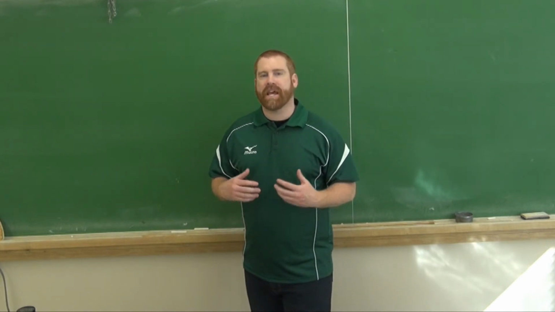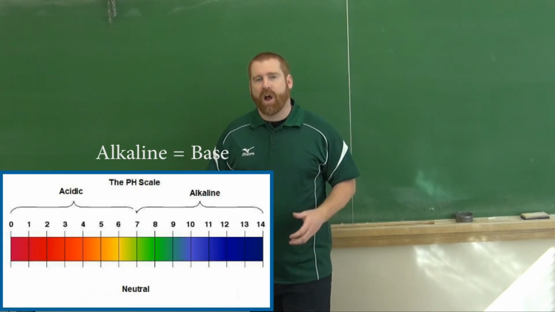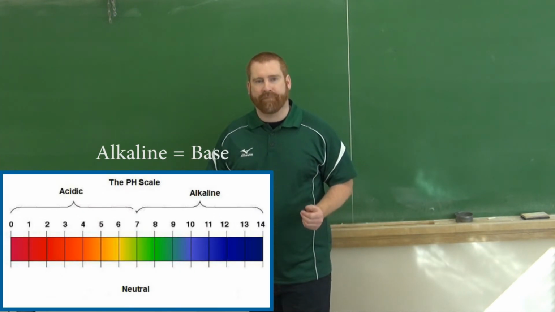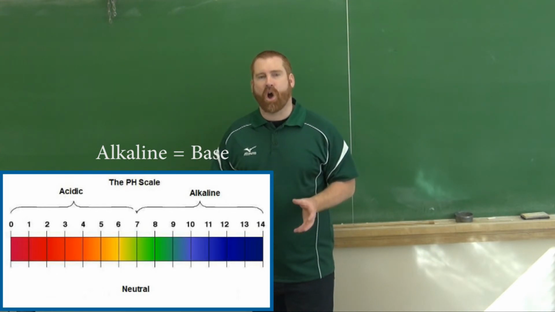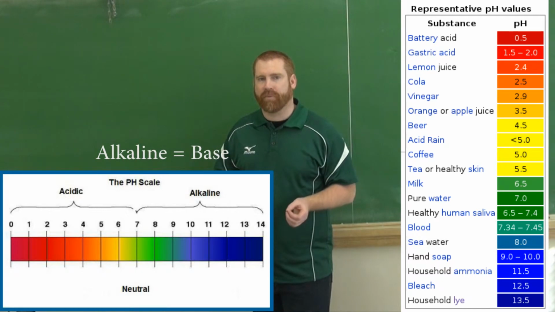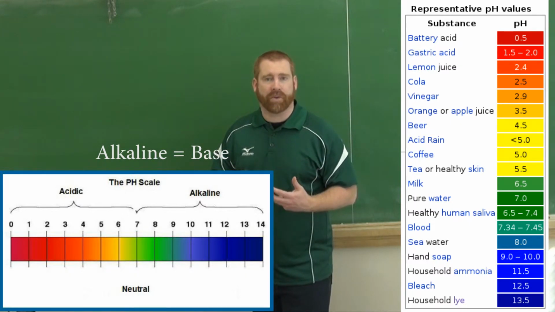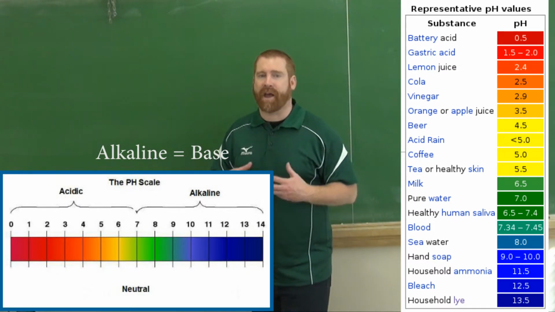What we use is the pH scale. The pH scale goes from 0 to 14. Here's an example of the pH scale. And you'll see a number of different common substances found on it. Now, the pH scale is a logarithmic scale, which means that each movement on the pH scale increases the power of the strength of the acid or the base by a factor of 10.